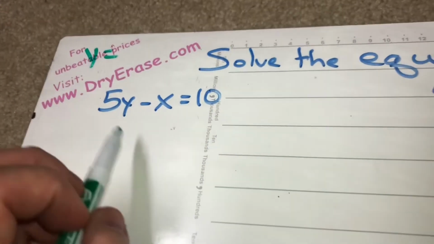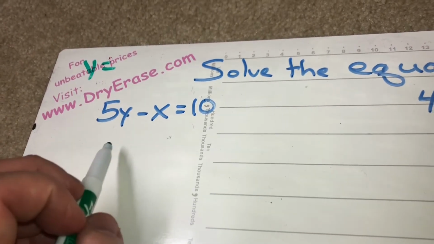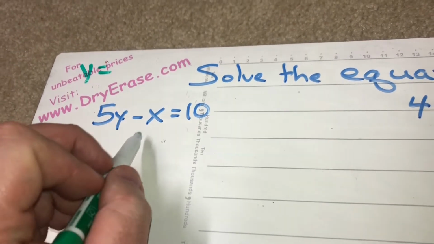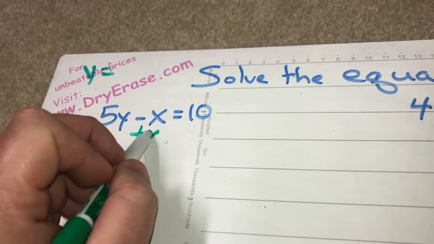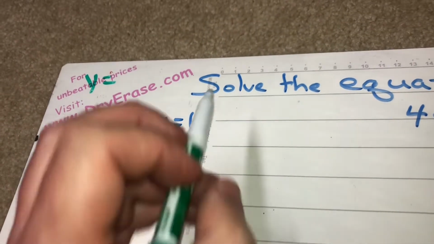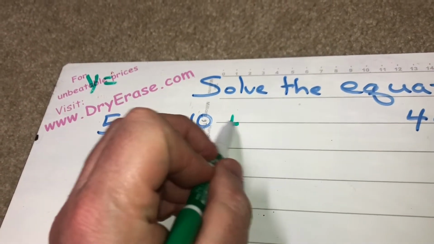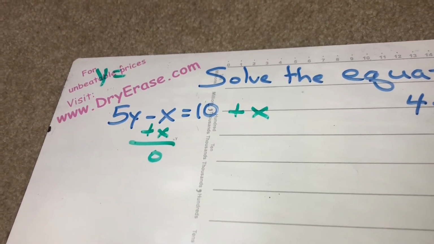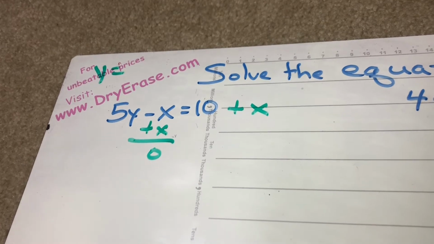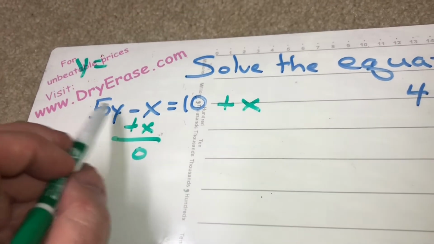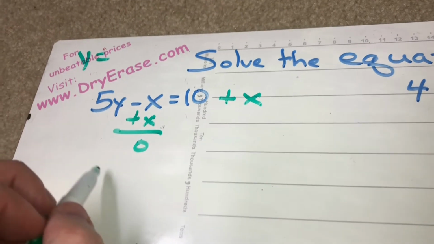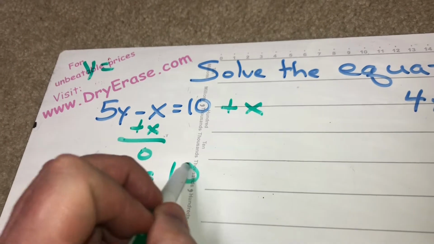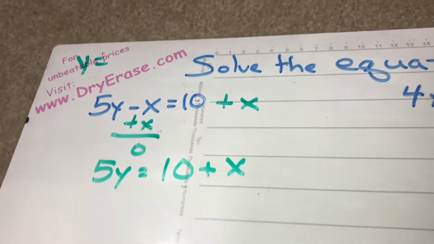So if I look at this first example, the first thing that I want to do is to isolate wherever the y is. So what I want to do is I want to add x to this side, which gives me 0. And then I'm going to come over here and add x. Now this is leading us into something that we'll call slope-intercept form, but that's a little ahead of where we need to go today. But I want to just get whatever has the y by itself. So my next level then gets me to 5y equals 10 plus x.